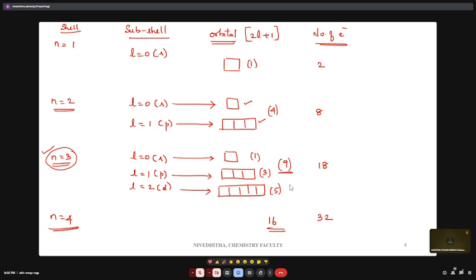That's it for now. Any doubt? No, ma'am. Okay. So we are done with quantum numbers. We have done all 4 types of quantum numbers: principal, azimuthal, magnetic, and spin quantum numbers, and we have discussed the formulas related to that. Now I'll give you a problem.